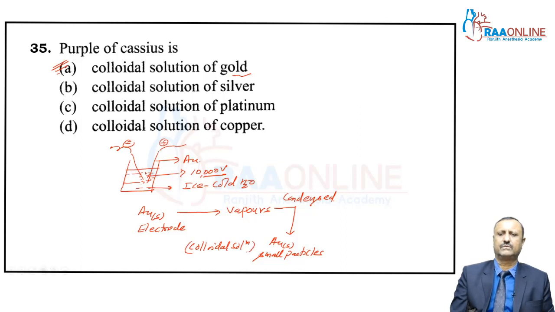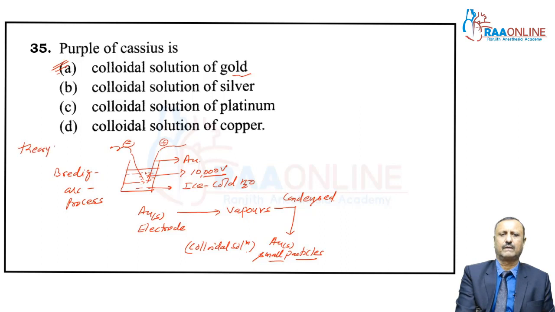So, my dear students, here you can see you can prepare the gold solution, and this process is called the Bredig arc process. So, this is the theory, and this solution is called purple of Cassius.